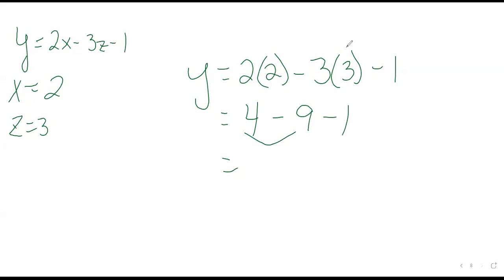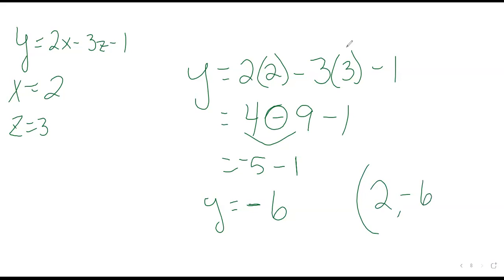So if I subtract all of that, let me do the first two. 4 minus 9 is what? 5. Negative 5. So remember that negative is there. 9 is the bigger number between 9 and 4. So then negative 5 minus 1 is the same as saying 5 plus 1, but I keep the negative, so what is it? Negative 6. So my final answer, 2, comma, negative 6, comma, 3. Does that make a little bit more sense?